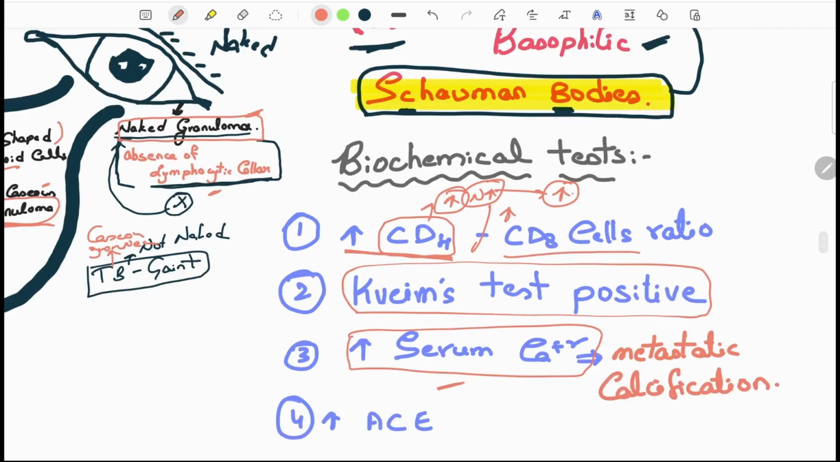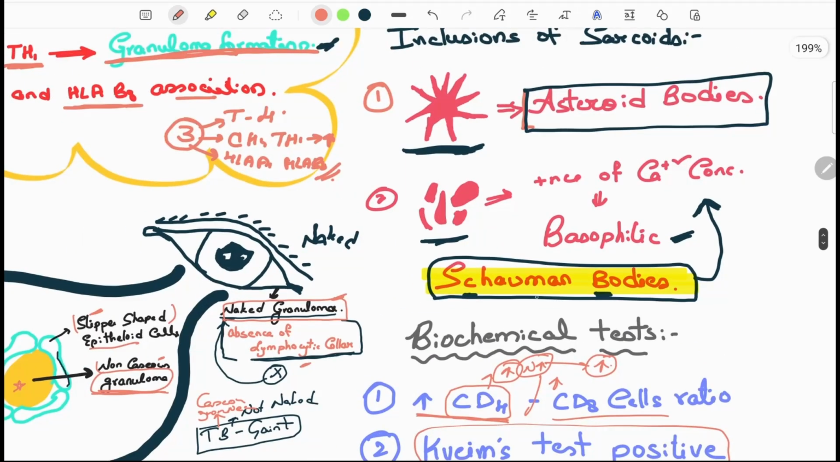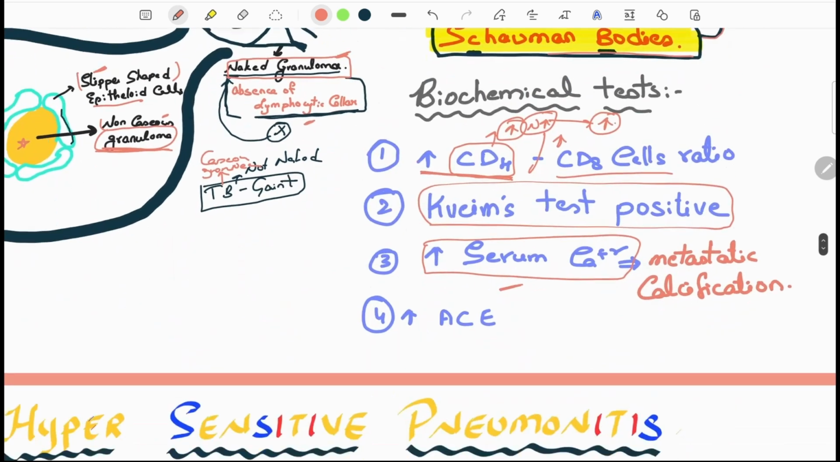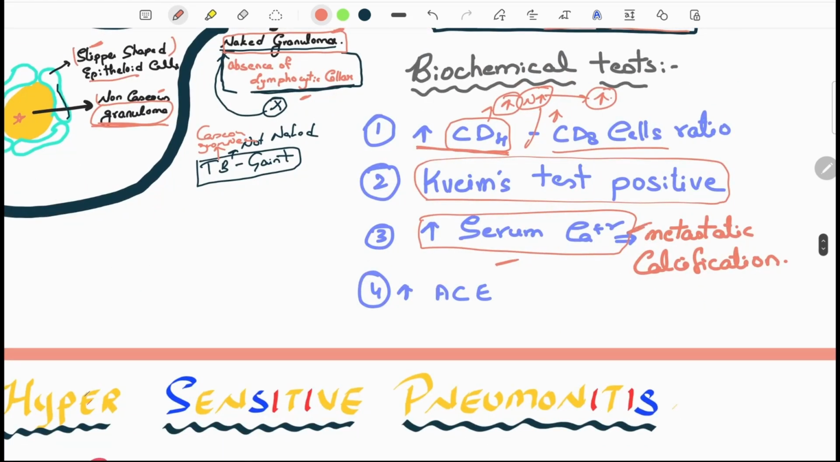Why is serum calcium increased? Here we can observe Schaumann bodies. These Schaumann bodies are made up of concentrated calcium, hence serum calcium concentration increases, and this is metastatic calcification, and angiotensin converting enzyme will get increased in this syndrome.